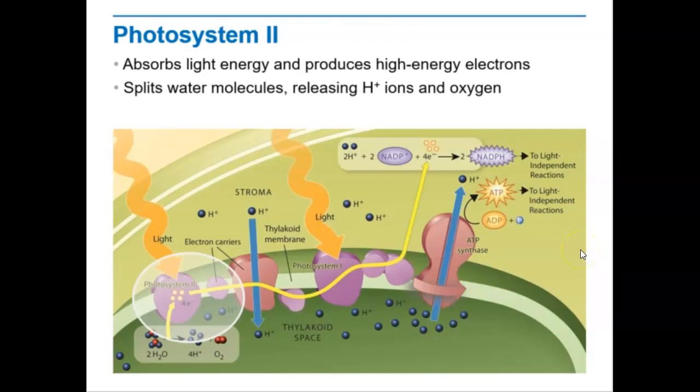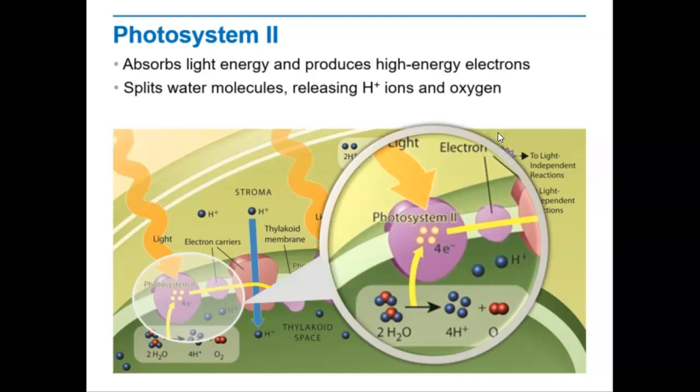So photosystem 2 absorbs light energy and produces high energy electrons, and this helps to split the water molecules and releases the hydrogen ions and oxygen. So light energy absorbed by electrons in the pigments increases the electron's energy level, and the high energy electrons are passed on to the electron transport chain. You'll also sometimes see the electron transport chain abbreviated as the ETC. All right, it's just blowing this up a little bit.